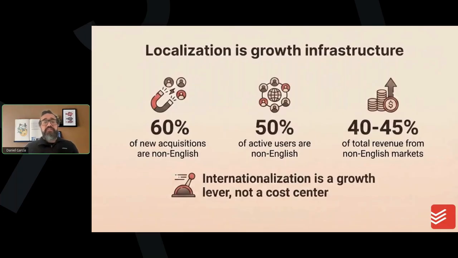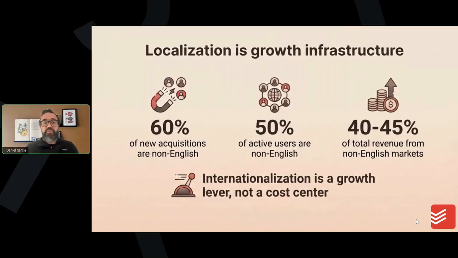Today, 60% of our new acquisitions are from non-English speaking markets. 50% of our active users are non-English speakers, and between 40 and 45% of our revenue comes from non-English speaking markets. I say between 40 and 45 because this depends on the Doist plan.